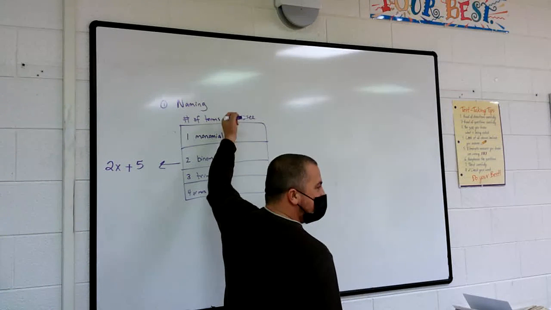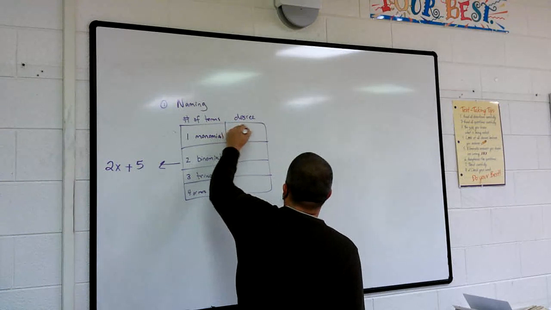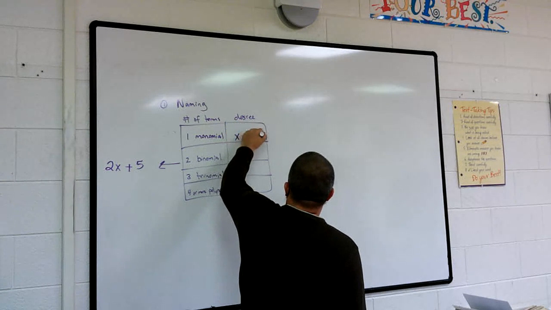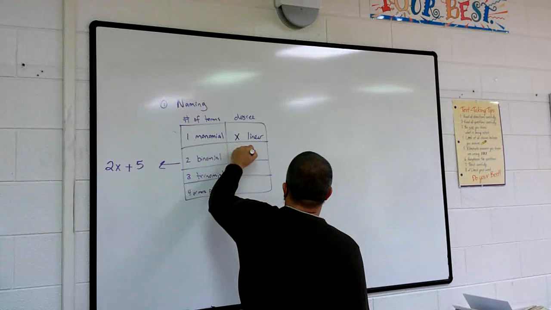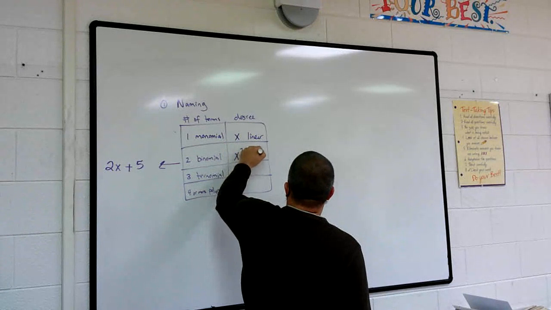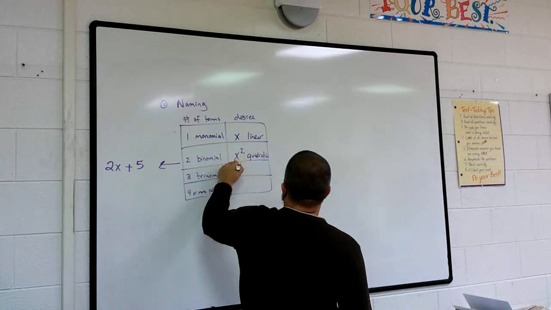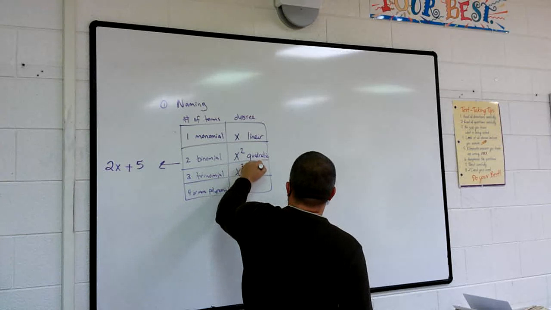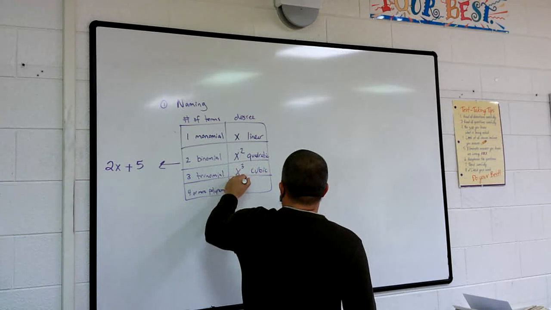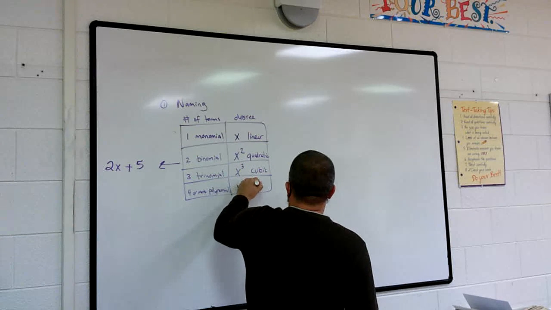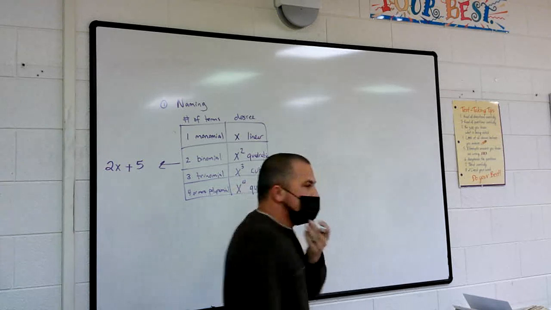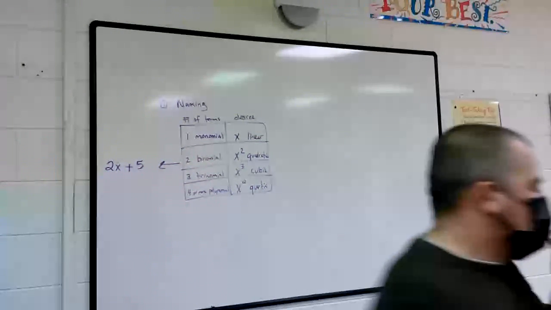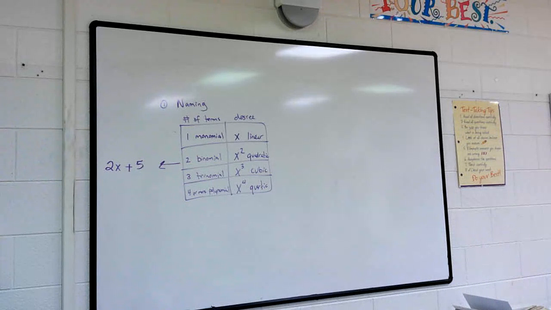Degree is the exponent. So if it just has x, that's linear. If it's x squared, that is quadratic. If it's x to the third, that is cubic. And if it's x to the fourth, that would be quartic, which stands for quarter. There's 4 quarters. And it would keep going from there.